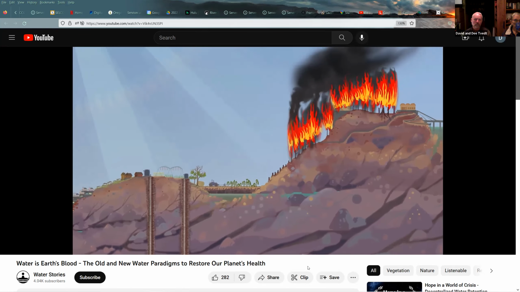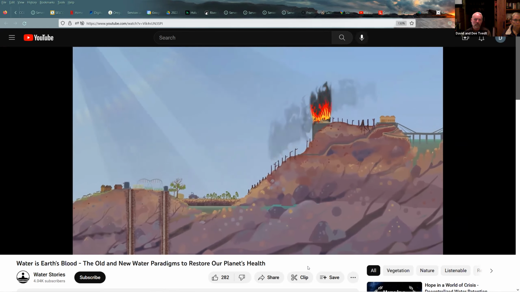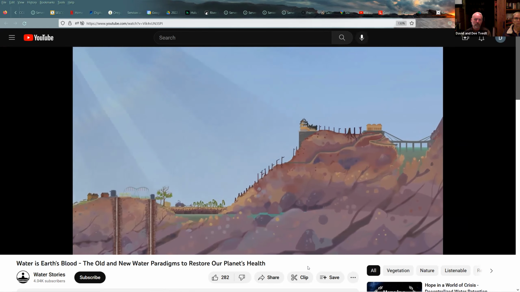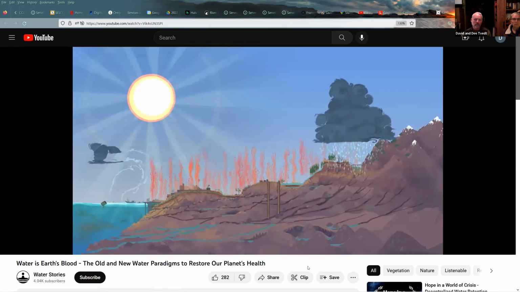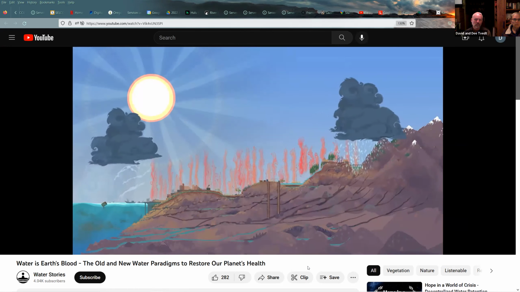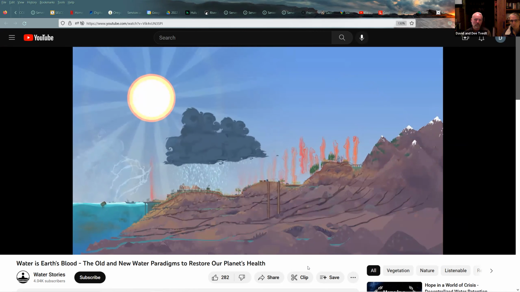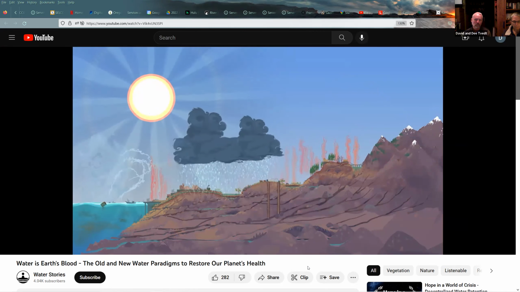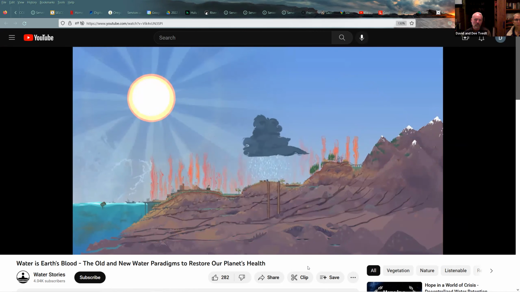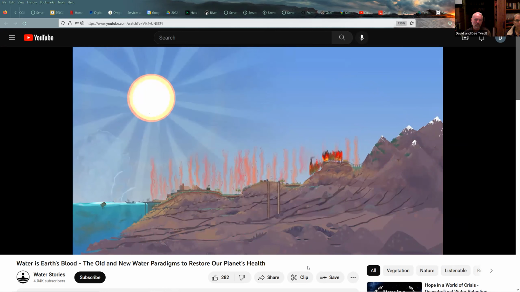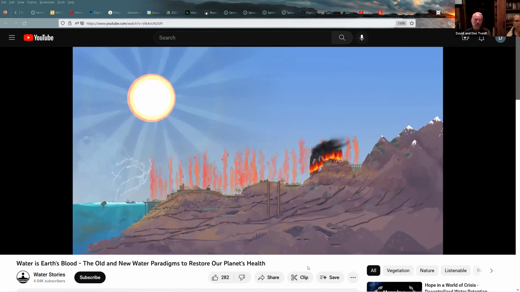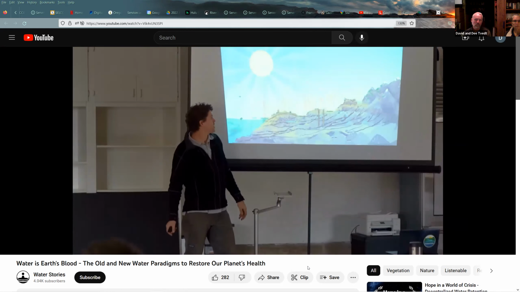Then the droughts come, the crops fail, eventually the fires burn up the whole landscape, and you're left with desert where it was rich, fertile, verdant ground. And so this is this cycle of extremes: extreme flood, extreme drought, extreme fire. We're seeing it everywhere in the world, from Australia to here, anywhere you are, you can experience these extremes.